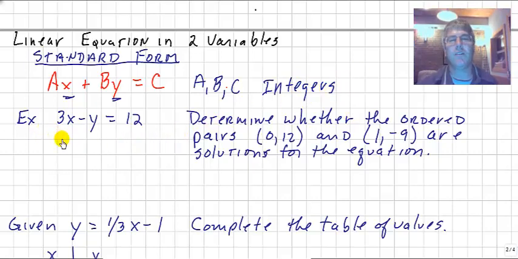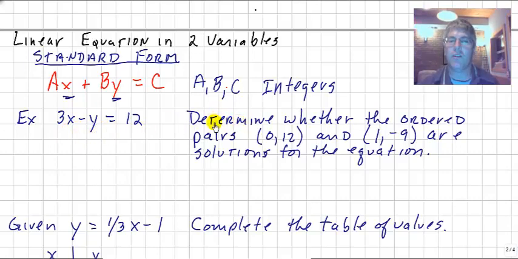Okay, so here's an example of an equation in 2 variables. 3x minus y equals 12. If we graph this, this would be a line. Any ordered pair, any x and y on the line, will satisfy this particular equation or make that true.